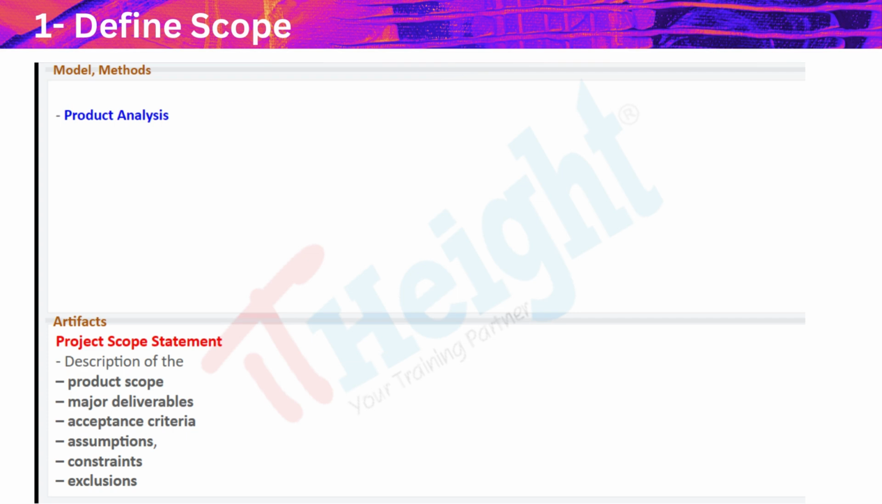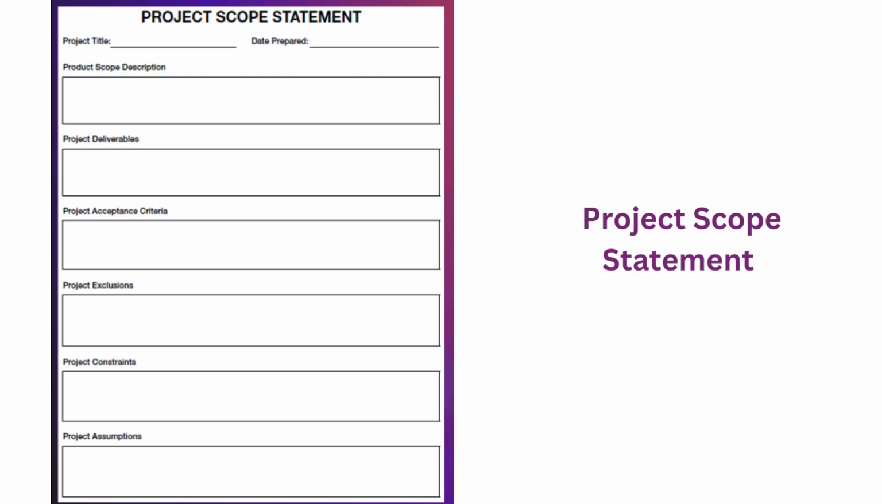Defining scope and artifacts. Project scope statement describes what the project will deliver, includes objectives, deliverables, exclusions, constraints, and assumptions. Project charter versus scope statement. Project charter: a high-level document that formally authorizes the project, outlining objectives, stakeholders, and high-level constraints. Scope statement: a detailed description of what the project will and will not include.